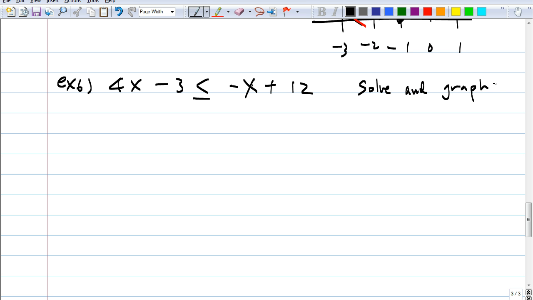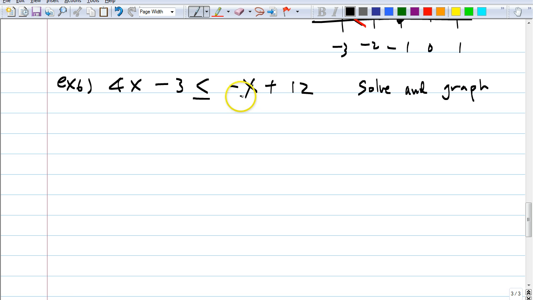Let's see. Okay, so what should I do here? Well, we'll find out now. Mary, what should my first step be? Subtract. Subtract negative x? Oh, you want to subtract negative x? That won't get rid of this negative x though, right?